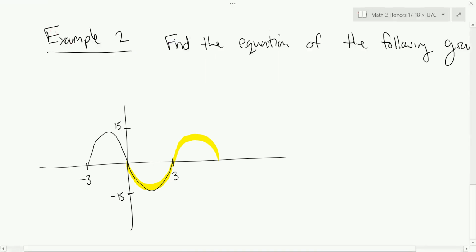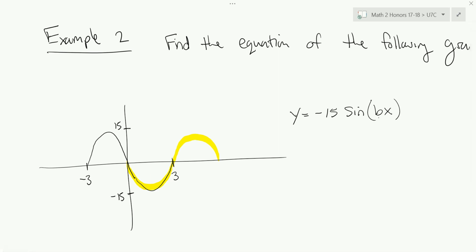And what's the amplitude? 15. So I kind of grabbed those first 2 steps together. So we know this is going to be y equals negative 15 sine of bx. So the majority of the work now is just going to be to find out what b is. This one's not as hard. What's the period of this function?